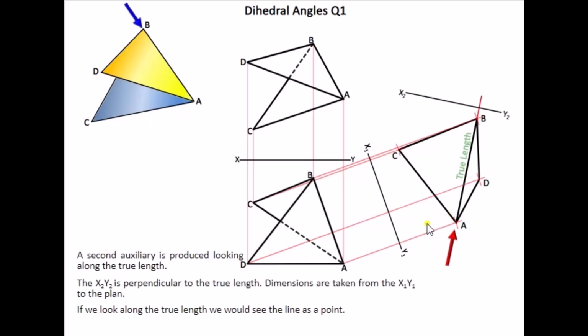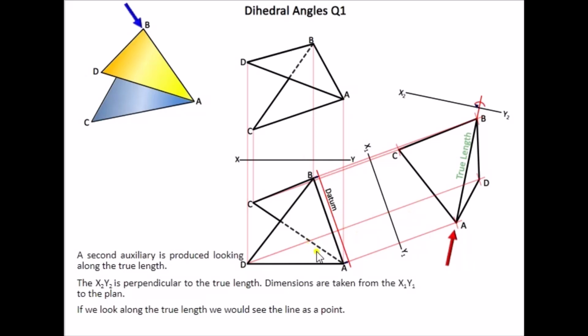set up our XY line 90 degrees to the line AB, and then again measuring back from the previous XY line back for all the points. Now again we use a datum line here to reduce all this distance here to make sure the question fits on the page.